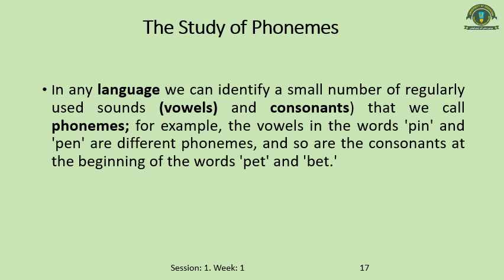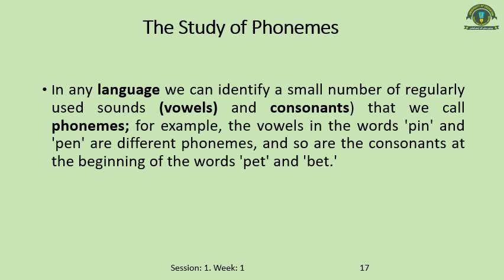Pin, p, I, n, pin. Pen, p, a, n, pen. Isn't it? They are different phonemes. But when I use the words pat and bat, in pat I have p, and in bat I have b. These are different. In the first two words, pin and pen, the vowel phonemes are I and A. But in pat and bat, we have p and b. So this is what we mean by the study of phonemes.